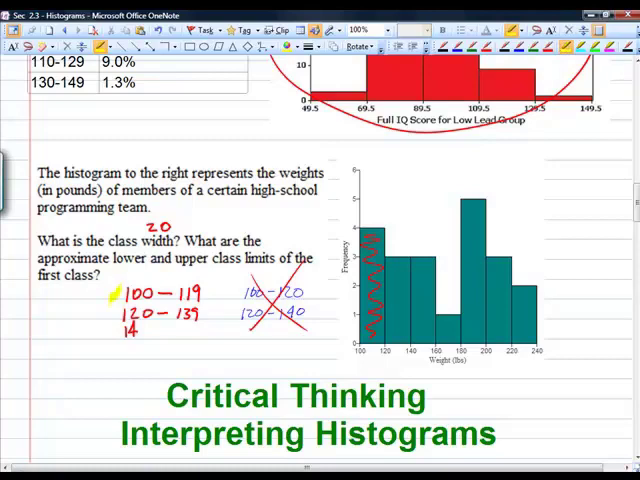Remember, to get the class width, we look at the difference between consecutive lower class limits or the difference between consecutive upper class limits. 120 minus 100 is 20. 139 minus 119 is also 20. So our class width of 20 is good. It actually goes to 239 for the upper class limit there. So let's go ahead and finish writing these out.